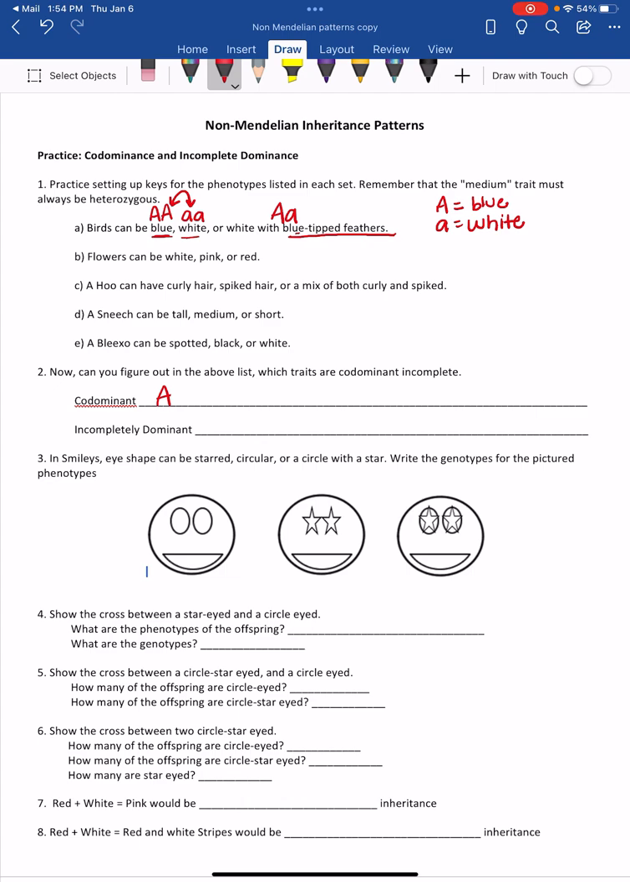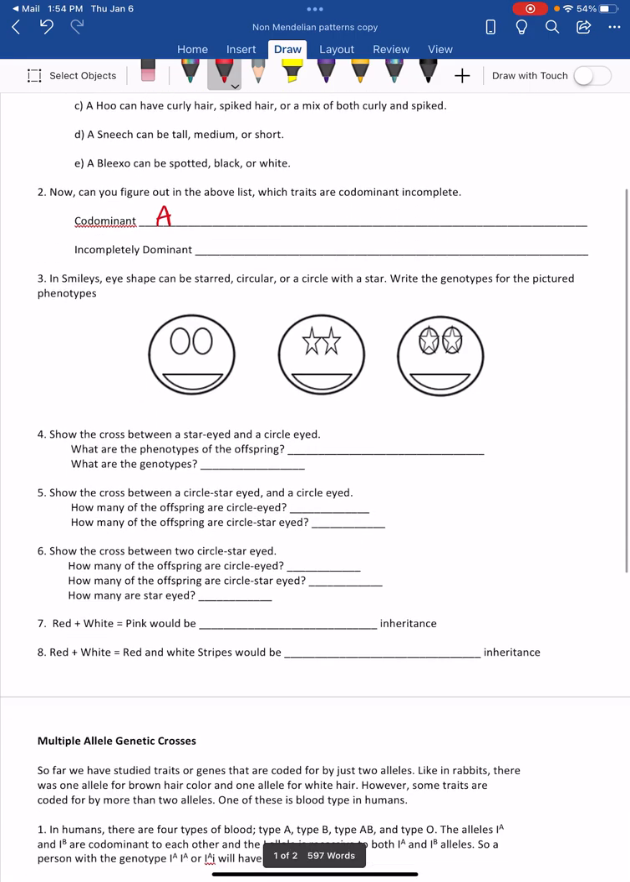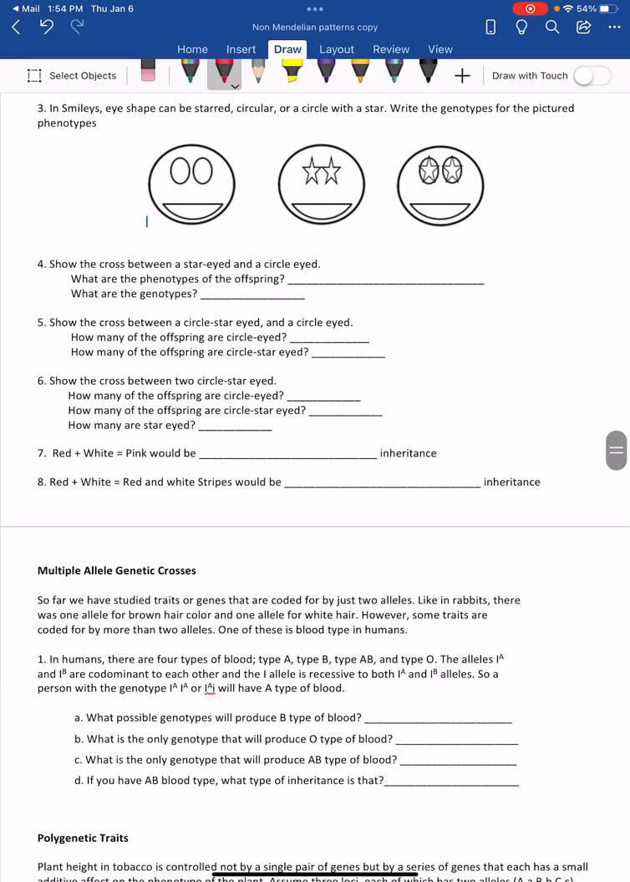In step 2, you'll say which of those A, B, C, D, and E were codominant, which were incomplete dominant. Remember, the incomplete dominant is the blending of the phenotype. The codominant is when you see both fully expressed. All right, let's skip on down to number 3.